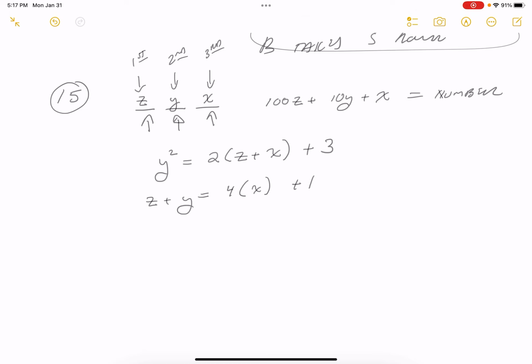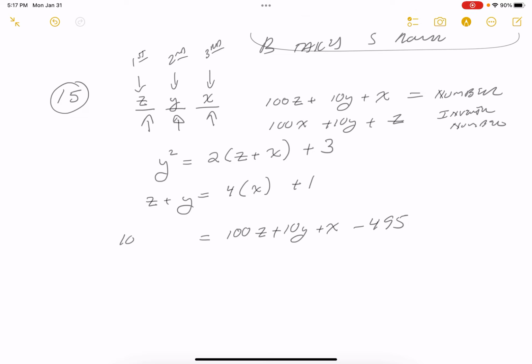Wow. And if 495 is subtracted from the number, well, the number is this. If 495 is subtracted from the number, the digits will be inverted. So I'm going to write down the inverted number, and the inverted number would be 100x plus 10y plus z. Wow, that's some system of equations.